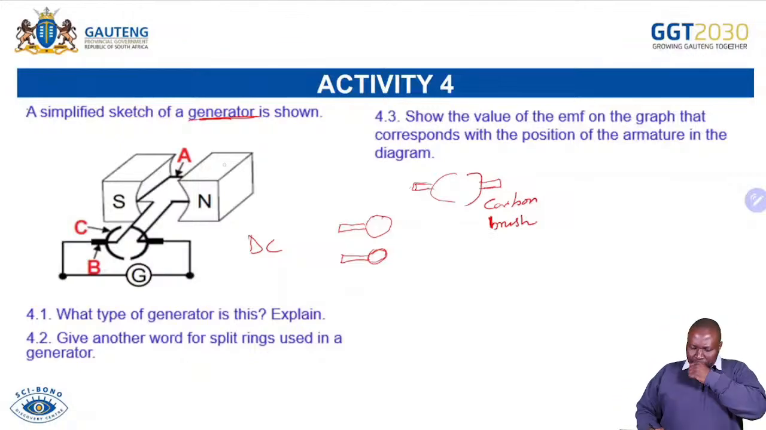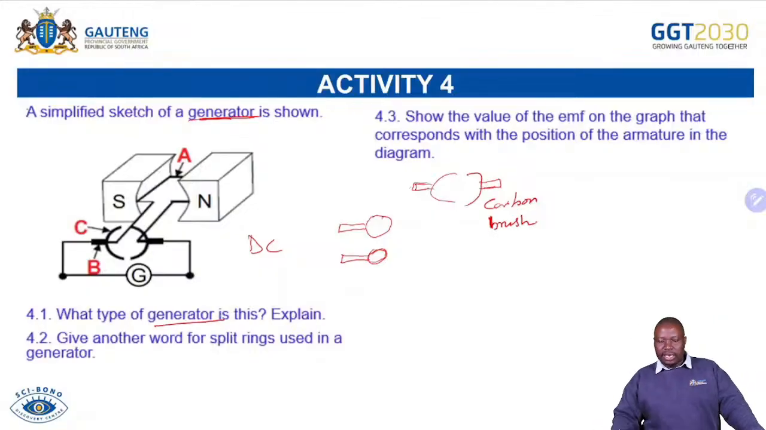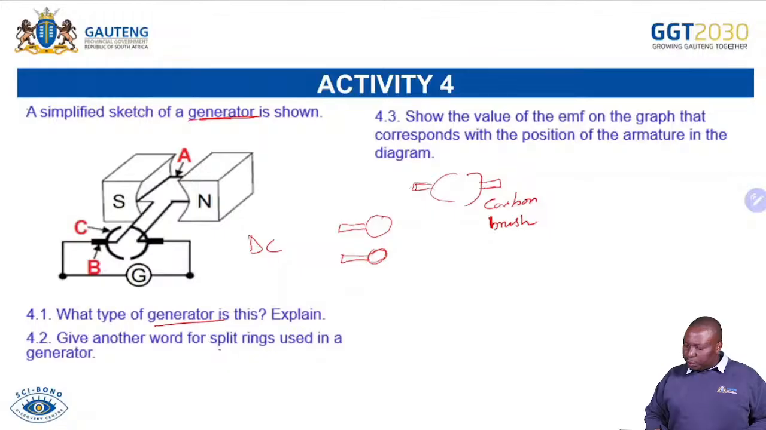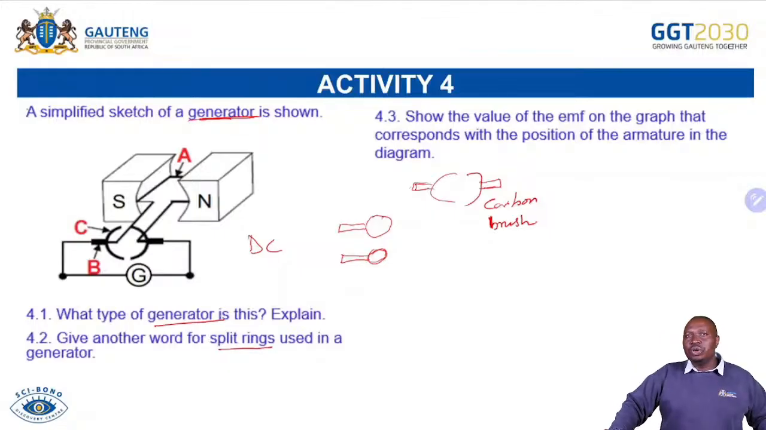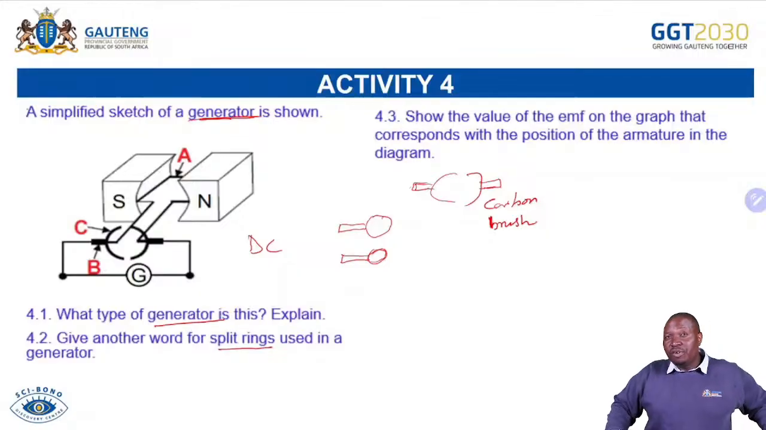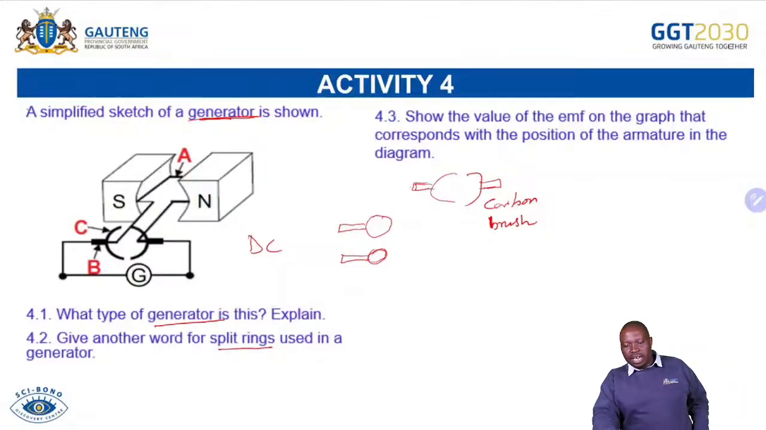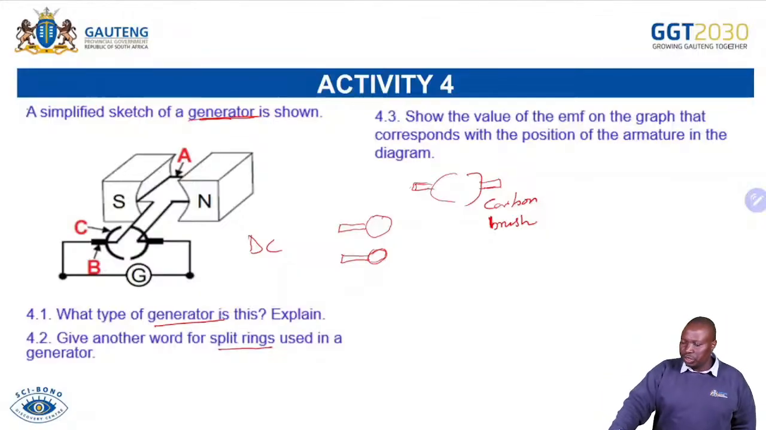So this one is a what? It's a generator, and to explain that, you will always refer to energy conversion to say it converts mechanical energy to electrical energy. And give another word for split rings. We talked about that: the other word for split rings is commutator. And then 4.3, we're saying show the value of the EMF on the graph that corresponds with the position of the armature. You can see that the armature is horizontal, and we said it's DC.